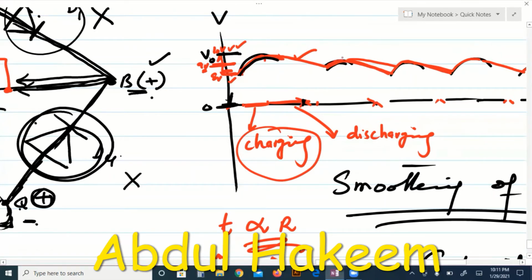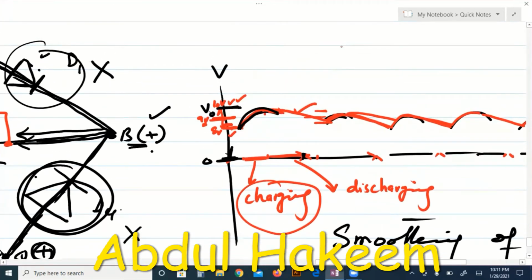So the height of the ripple will decrease. Due to the decrease in the height of the ripple, look, the average value will also increase. For example, first it was 10 and 8, but now it is between 10 and 9. When it was 10 volt and 8 volt, the average was 9. But suppose now this is 10 volt and this is 9 volt. Due to more smoothing, the average will be 9.5 volt.